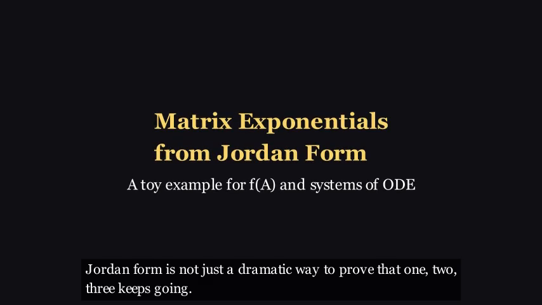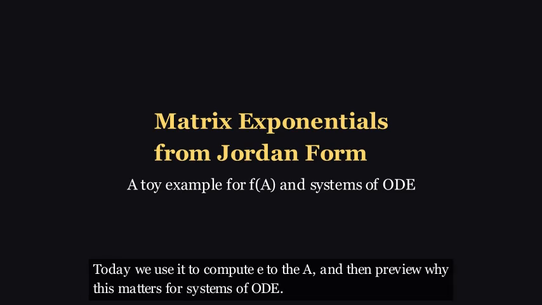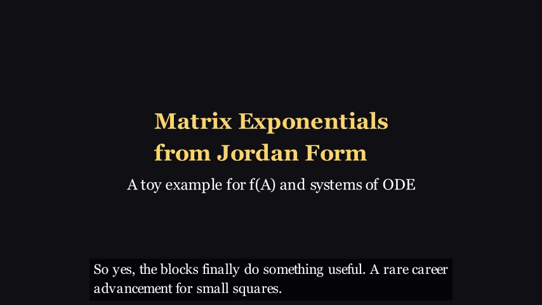Jordan form is not just a dramatic way to prove that 1, 2, 3 keeps going. Today we use it to compute e to the A, and then preview why this matters for systems of ODE. So yes, the blocks finally do something useful. A rare career advancement for small squares.